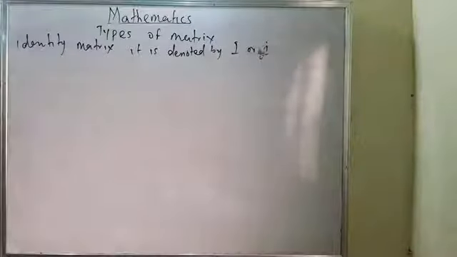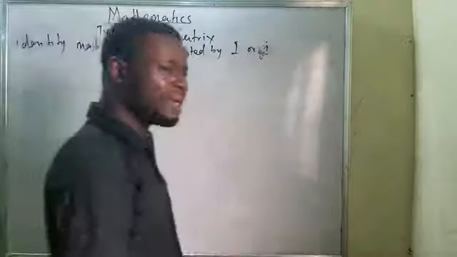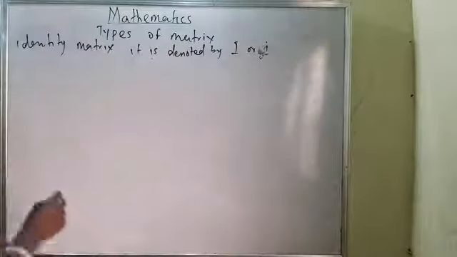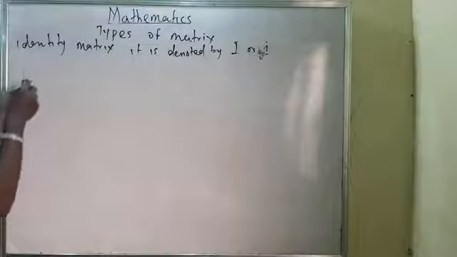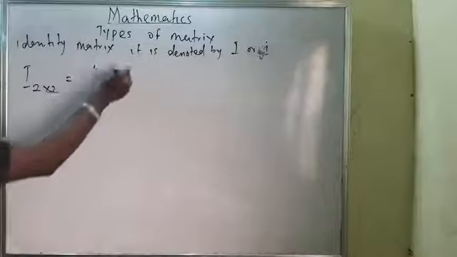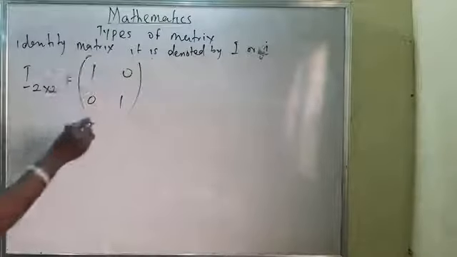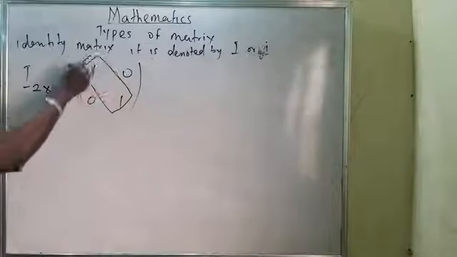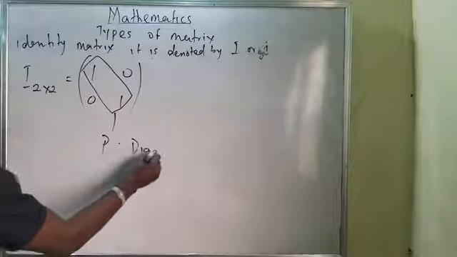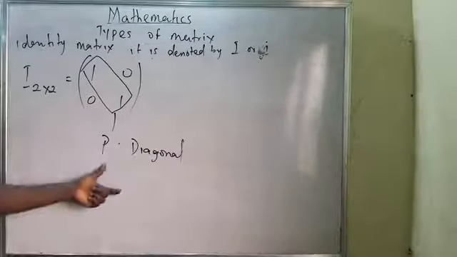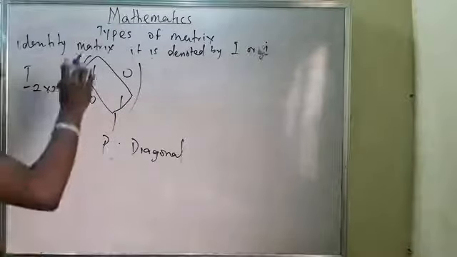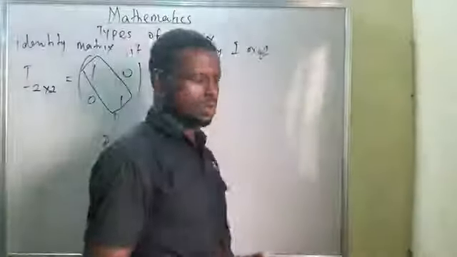Now, if I'm talking about the identity matrix, please take note of the principal diagonal. I will explain the diagonal of a matrix later. If I have a 2 by 2 identity matrix: 1, 0, 0, 1. This is 2 by 2. Now, this is called the principal diagonal. Please take note of that. The principal diagonal entries are 1.